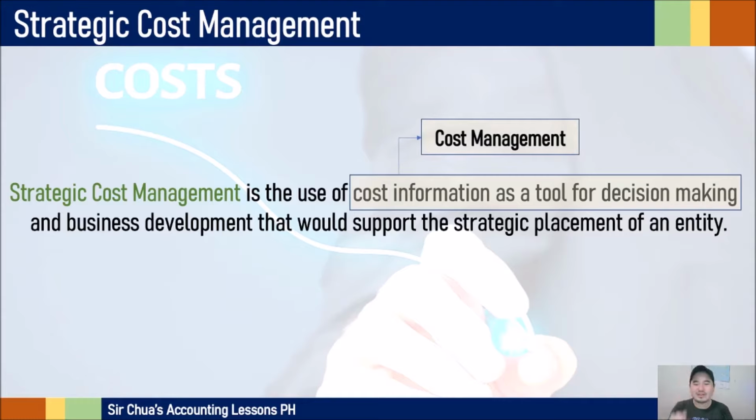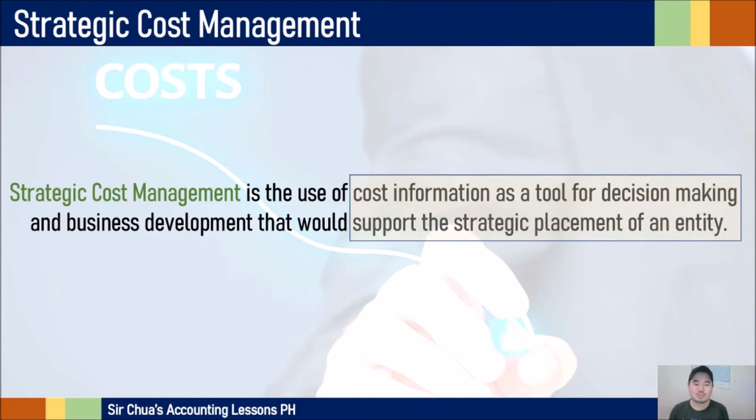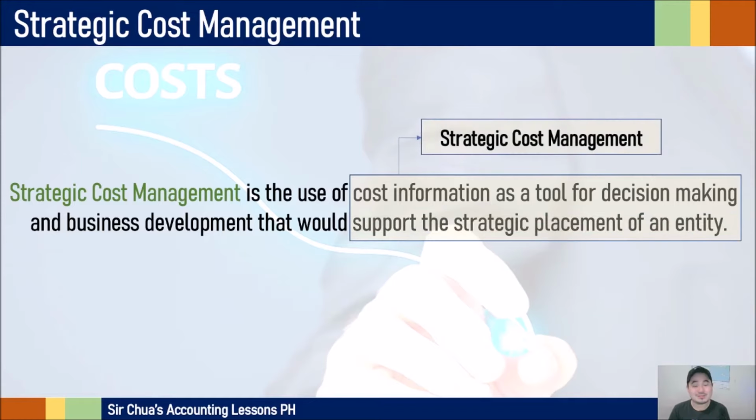However, if that cost management is being applied to support the strategic placement of an entity, what are the strategies that the company has in mind, then that becomes strategic cost management. Okay? So when you are just talking about cost of goods sold, when you're just talking about the cost of direct materials, that is cost accounting.